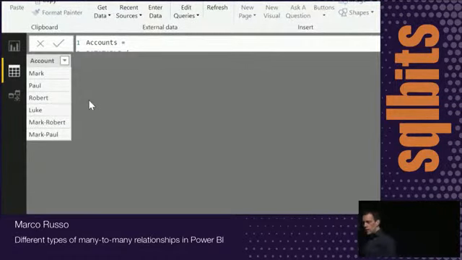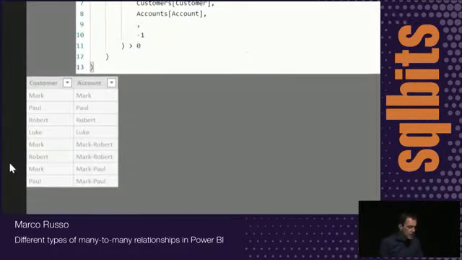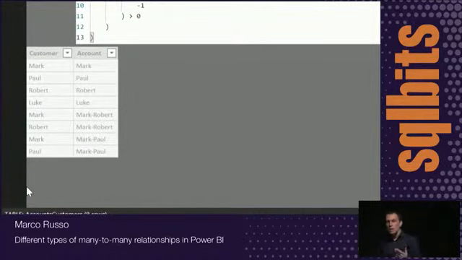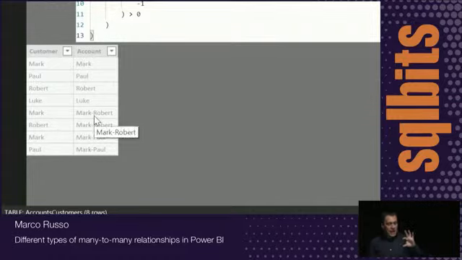In this case, to improve the understanding of what we're going to see, instead of using numbers between 1 and 6, I put the name of the owner of the accounts. Even though the name by itself doesn't tell me anything, I need an intermediate table here, which is the accounts customers, which contains the relationship between the customer and the account. So if a customer has two accounts, I will see two rows. If an account has two customers, I will see two rows of that account. And if you notice here, the customer Mark has three accounts. This one called Mark, Mark Robert, which is an account shared between Mark and Robert, and finally Mark Paul.